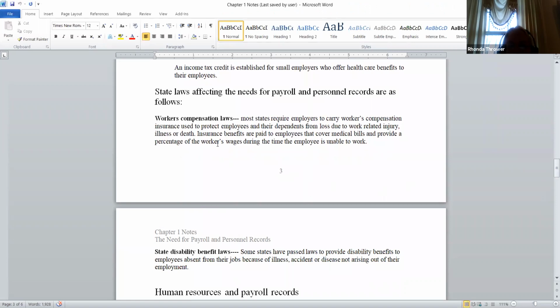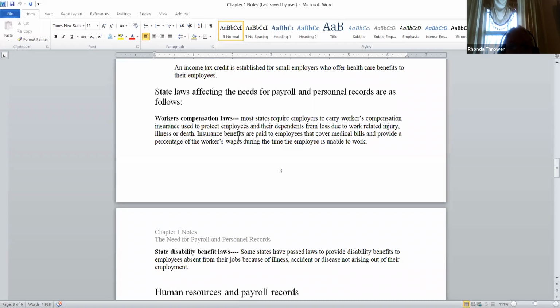There are also some state laws that affect the needs for payroll and personnel records. One of those is what we call workers' compensation laws. If you are adhering to workers' compensation laws as an employer, you're required to carry workers' compensation insurance, which would be used to protect employees and their dependents from loss due to work-related injury, illness, or death. So workers' compensation has to do with work-related injury or death.